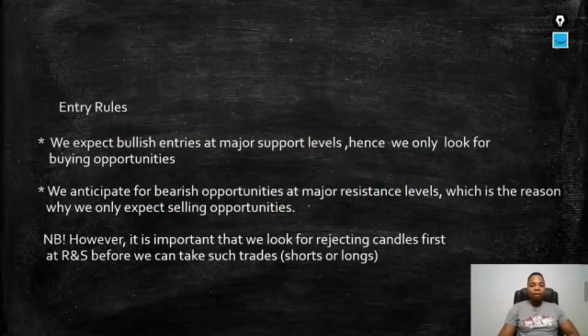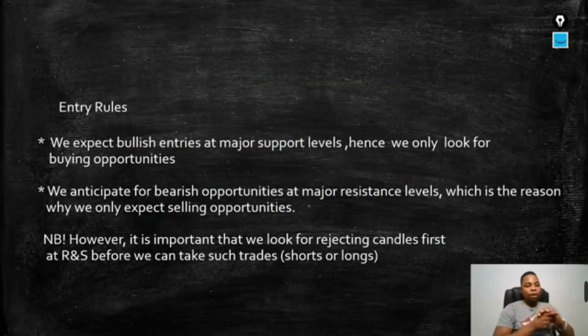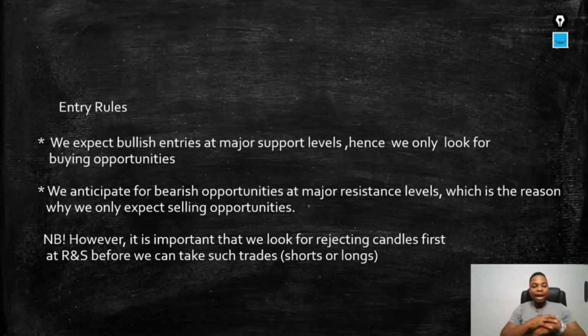Now we are going to embark on the entry rules that you are expected to use when you trade support and resistance on NAS 100. We expect bullish entries at major support levels, hence we only look for buying opportunities. That's the first rule that you must always have in mind. And we anticipate bearish opportunities at major resistance levels, which is the reason why we only expect selling opportunities when we are at a major resistance level.